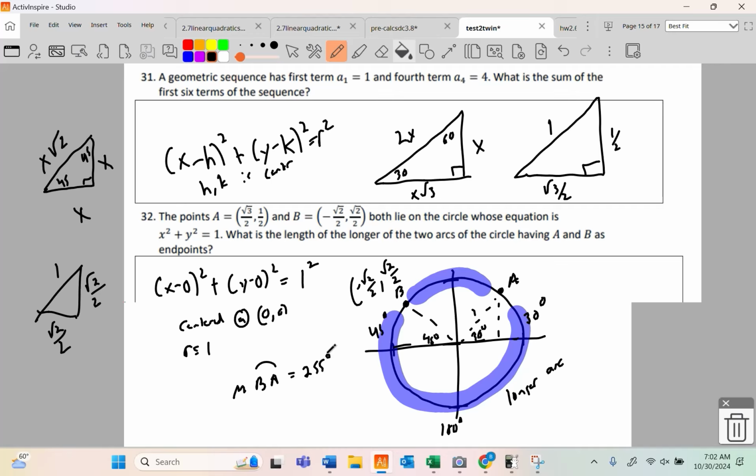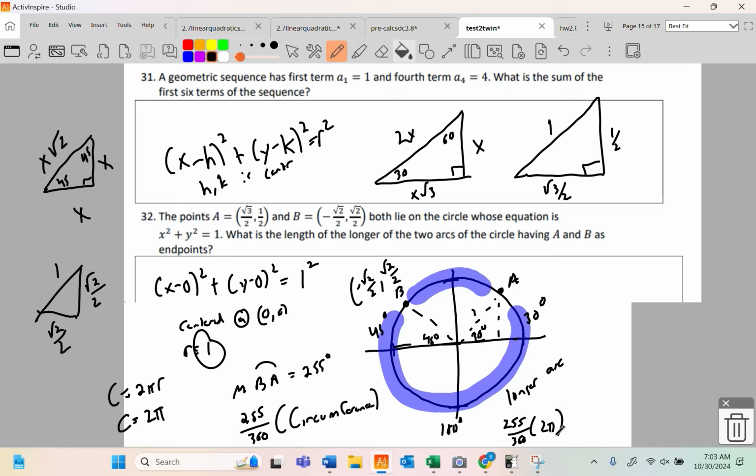Now, they want to know the length of the arc. A full circle is 360. So it's 255 out of 360 degrees times the circumference of the circle, because we're talking about the length of the arc. The formula for circumference is 2 pi r, isn't it? Well, the radius is 1, so the circumference of the circle is twice pi. So I'm thinking it's 255 over 360 times twice pi. And I just kind of simplify things. 2 over 360 is 1 over 180, so 255 pi over 180 units.